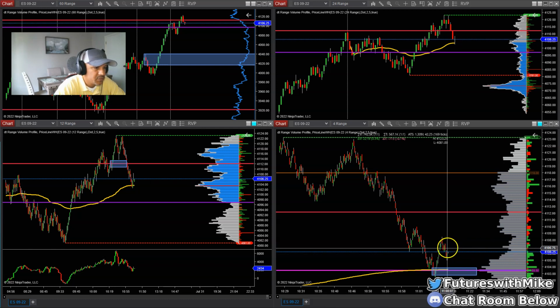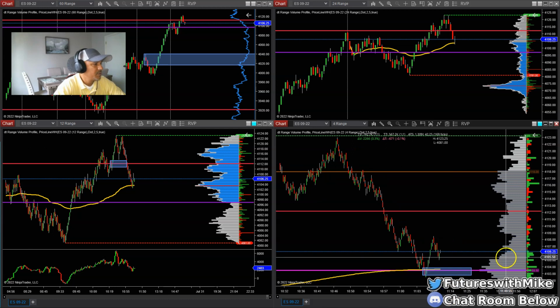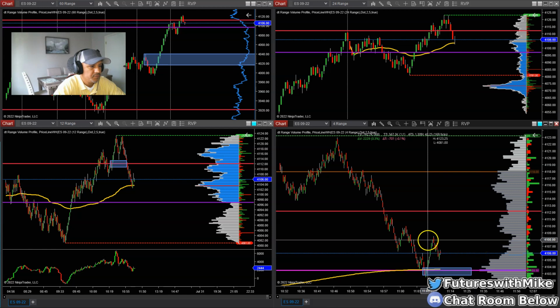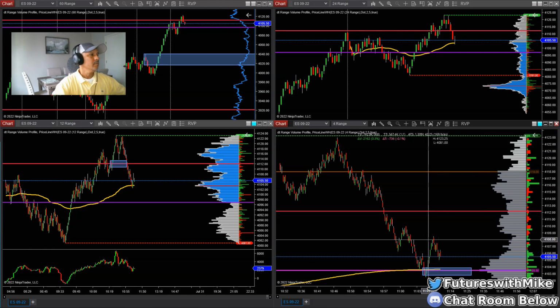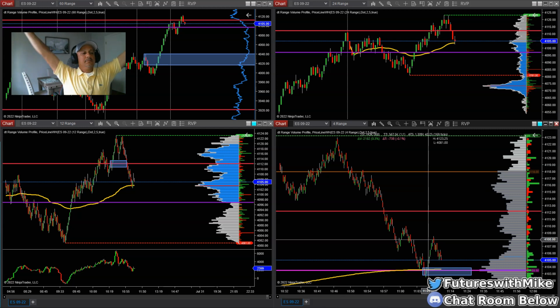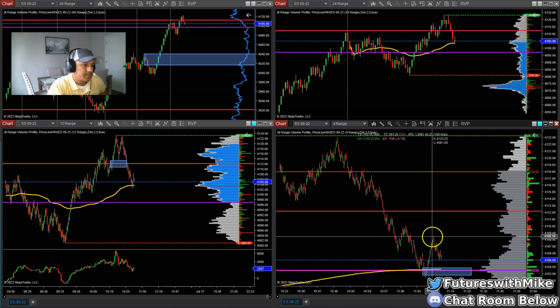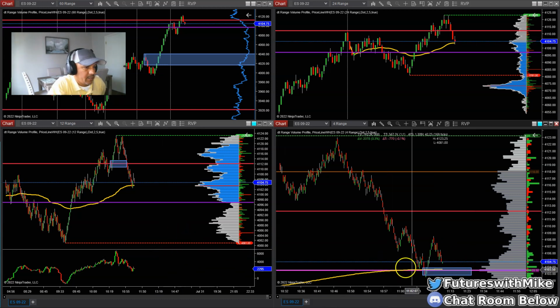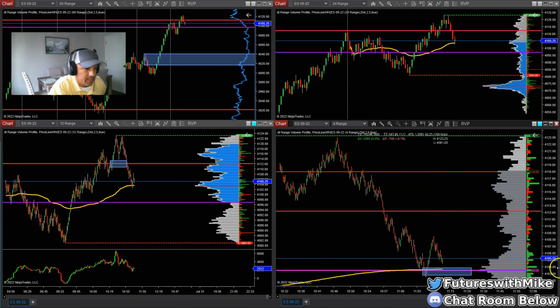I don't know if I'll take this trade because we're already kind of too close to the VPOC too. So I'm gonna stand down right now. I'm gonna stand down. All right, let's see if we get a bounce here.